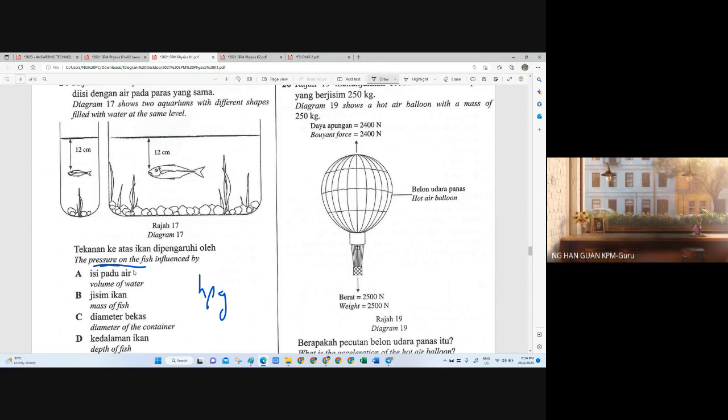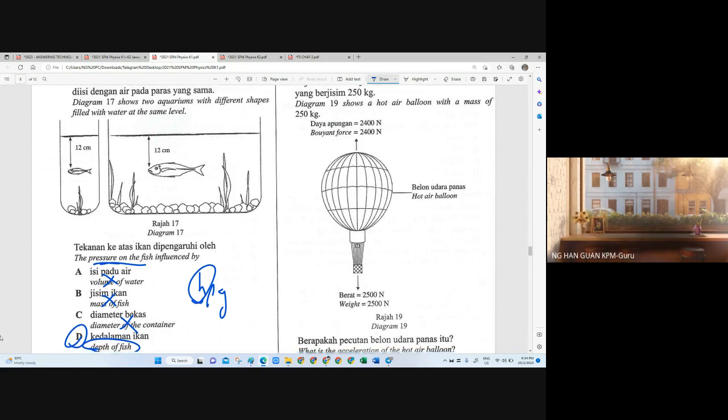So now you see, is the volume involved? No, no volume involved. Is the mass involved? No. Is the diameter involved? No. Is the depth of the fish involved? Yes, h is the depth of the fish. So that's why the answer is D. That's all. Very easy.